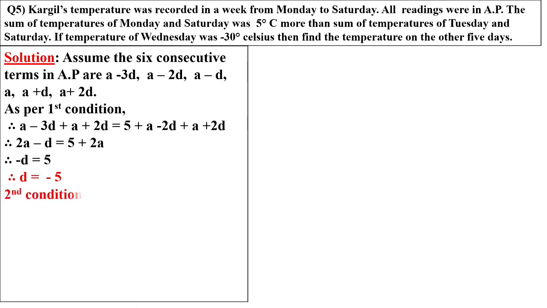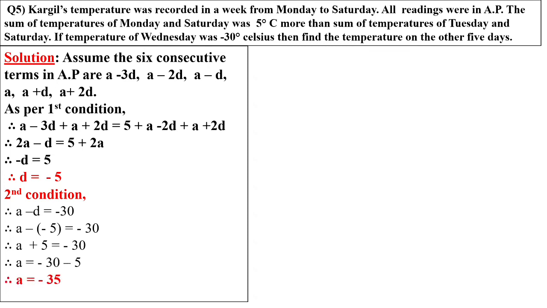We'll substitute in the second condition. The second condition says the temperature of Wednesday was minus 30 degrees. Which term is Wednesday? The third term: Monday, Tuesday, Wednesday. Wednesday is A minus D equal to minus 30. The D value we got is minus 5, so write it in the bracket, and outside there is also a minus. A plus 5 equal to minus 30. Now plus 5 will go to the right and become minus 5. Minus 30 minus 5 is 35. The bigger number's sign is minus. So the A value we got is minus 35.